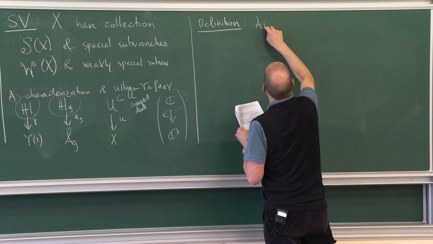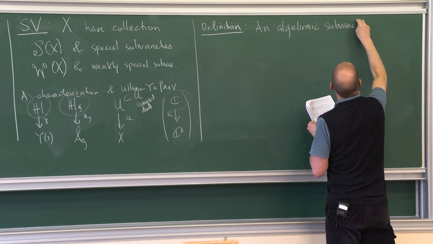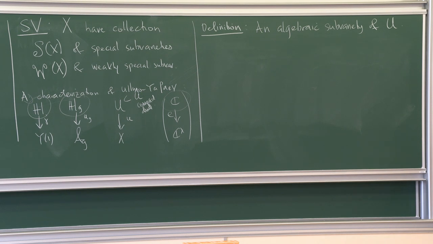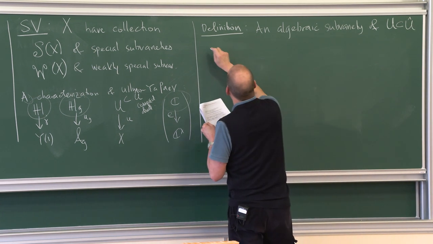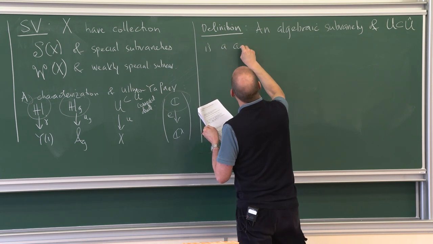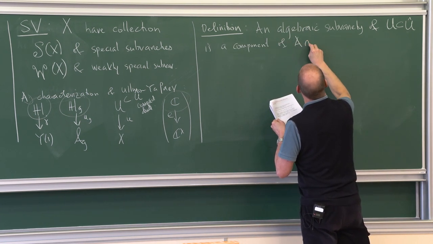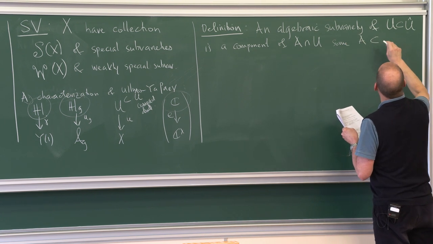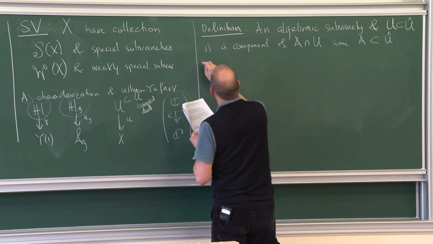An algebraic subvariety, which I'll always take to be irreducible, of this Hermitian symmetric domain, which isn't algebraic, and so formally speaking it has no algebraic subvarieties, but it does sit in this nice compact dual. So we simply import the algebraic subvarieties from U hat. So it is an irreducible complex analytic component of the intersection of A with U, for some subvariety A of the compact dual. And with that definition, we have a theorem.